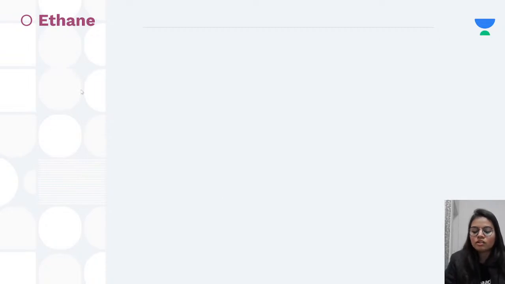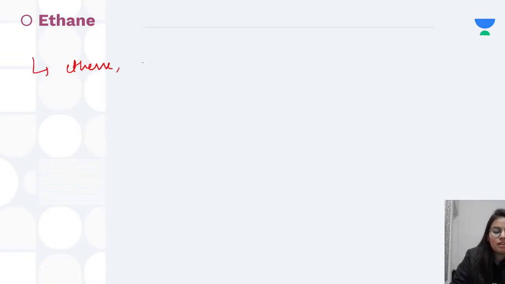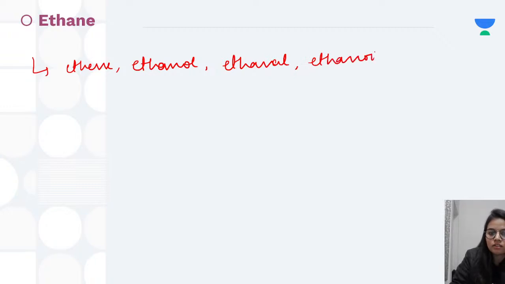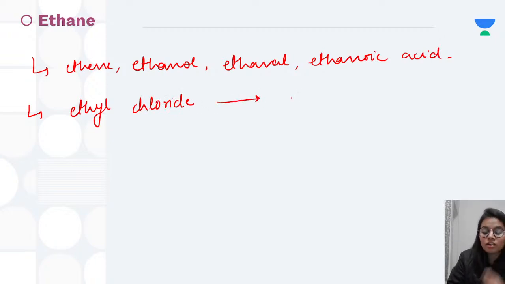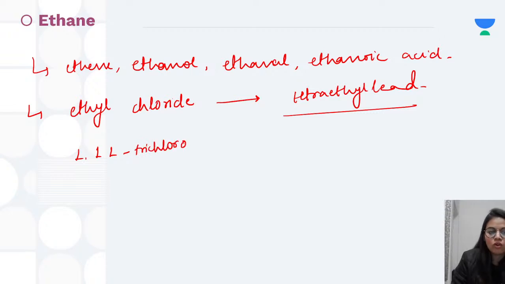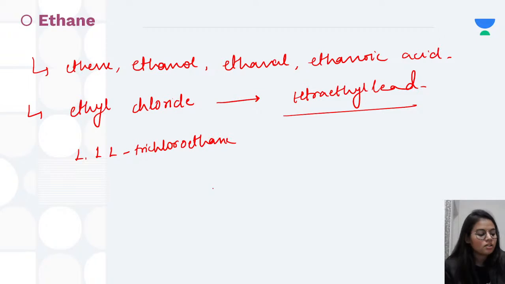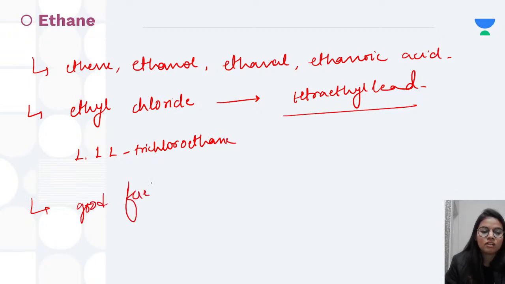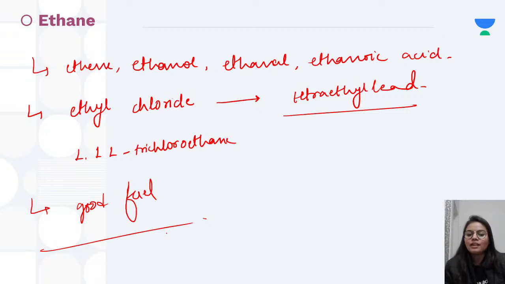Next, talking about ethane, it is used to prepare ethene, ethanol, ethanal, that is aldehyde, then we have ethanoic acid. It is also used to form ethyl chloride, and this is further used to form tetraethyl lead. Then we have 1,1,1-trichloroethane, which is one of the agents used in dry cleaning, and ethane is also a good fuel. So these are the different uses of methane and ethane.